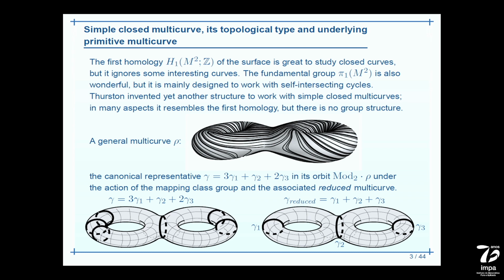You just have to see that you can unwrap a curve like this to this much simpler one by applying a smart diffeomorphism. And now we can encode these components which are homotopic by a weight 3 here, 2 here, and we can also associate a reduced multi-curve to the initial one.